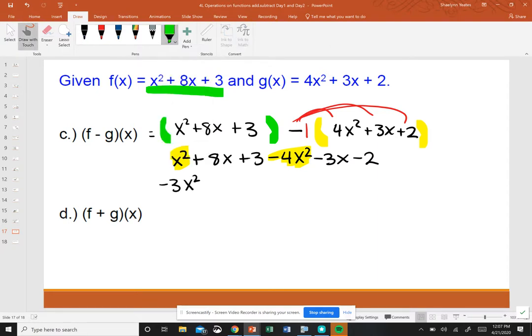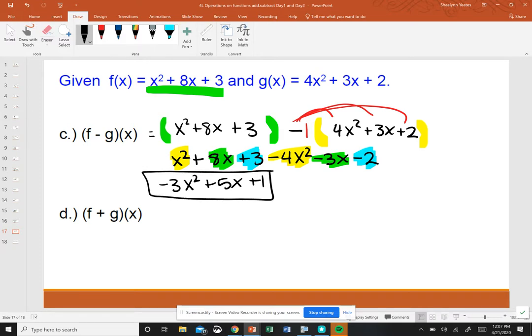And then I have an 8x and a negative 3x. So together that's a positive 5x. Then on this last one, I have a 3 and a negative 2. 3 minus 2 is a positive 1. There's my final answer. All right, let's do this last one.